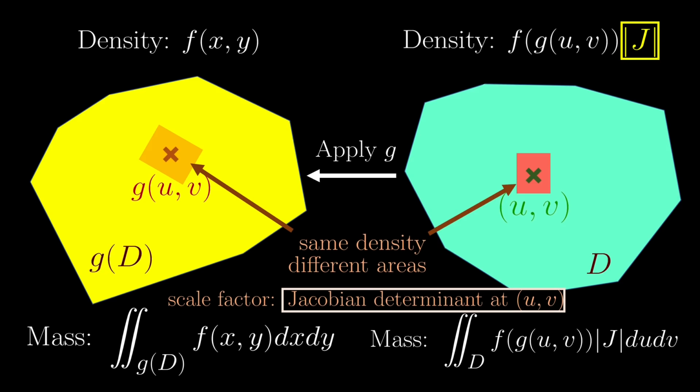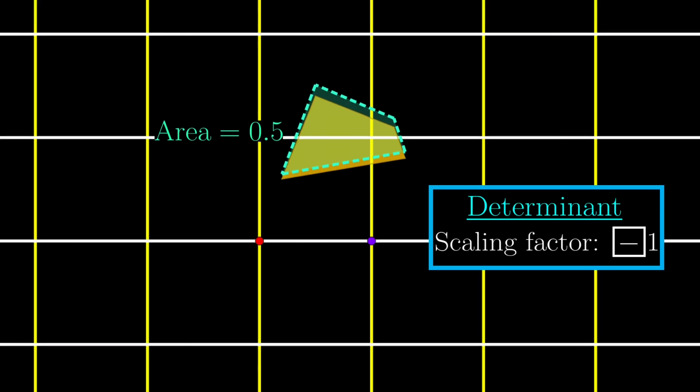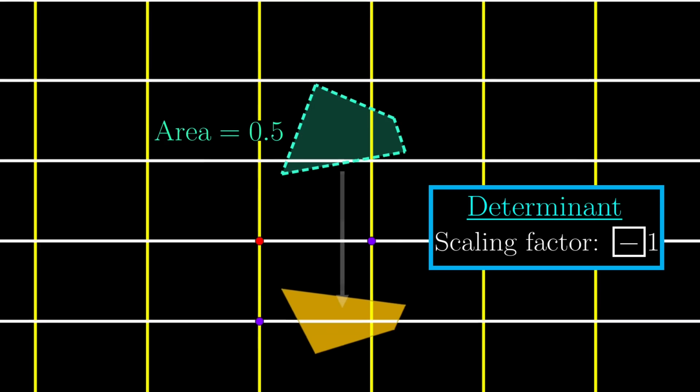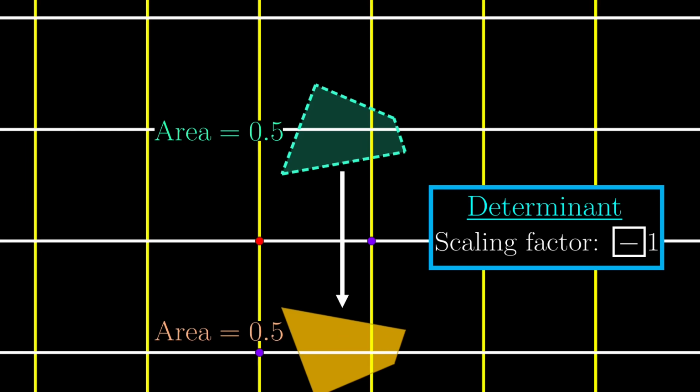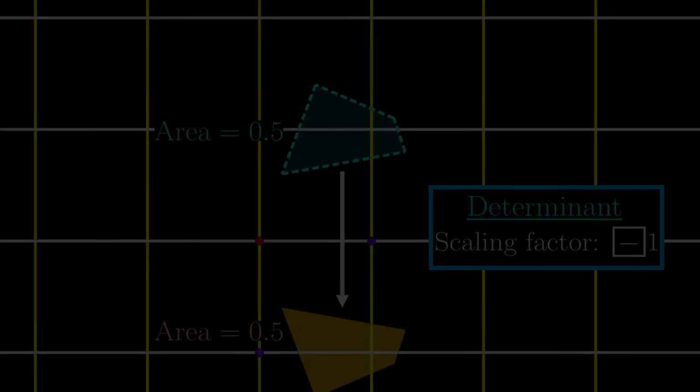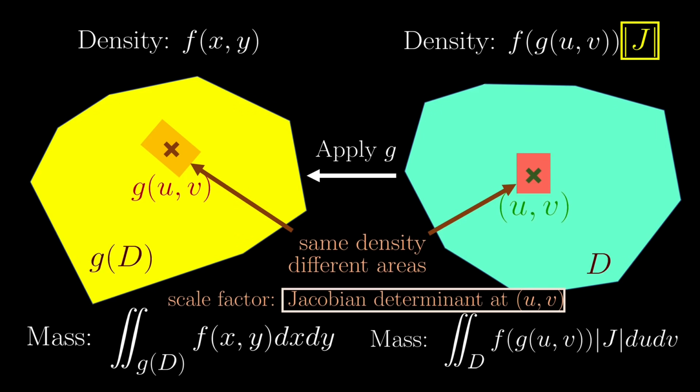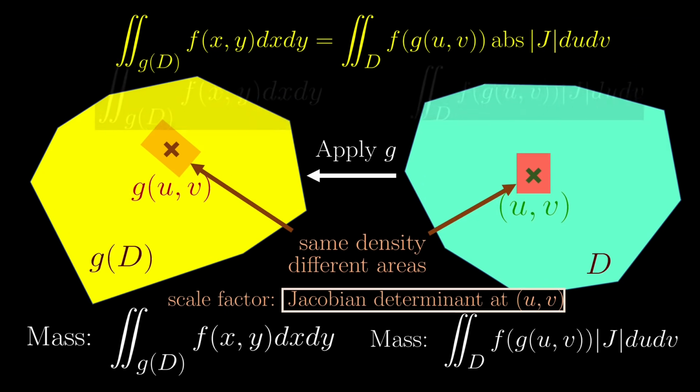What if the Jacobian determinant is negative? The determinant being negative simply means reflection is involved during the linear map, but the area itself doesn't care about a negative sign, which means the scale factor should be the absolute value of the Jacobian determinant, and so this should be the correct change of variables formula.